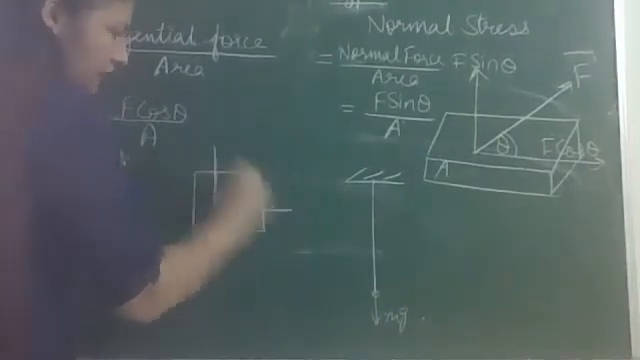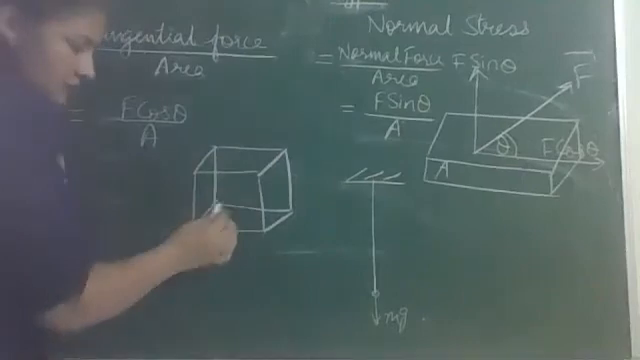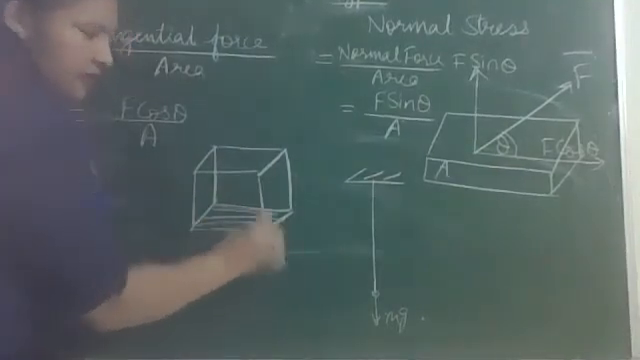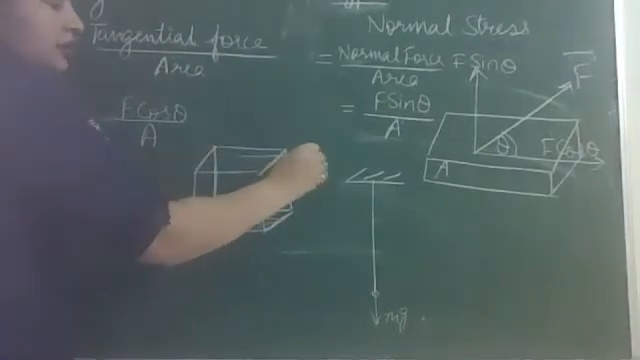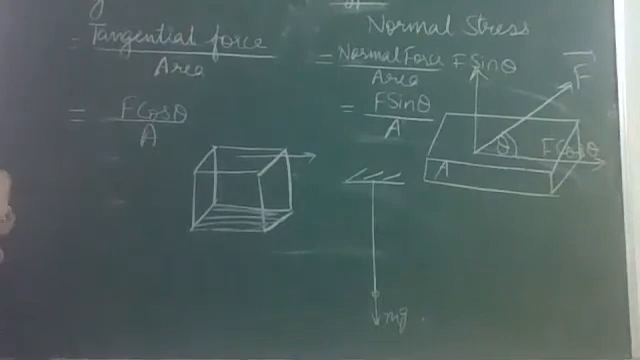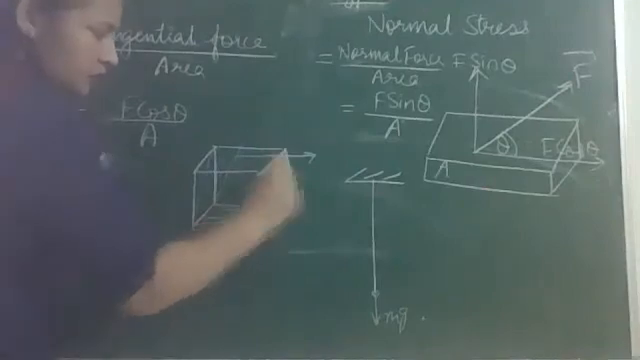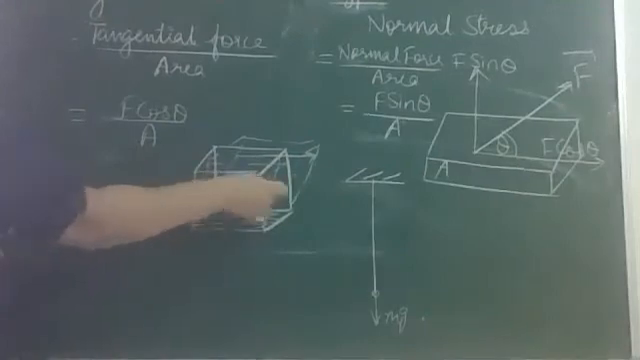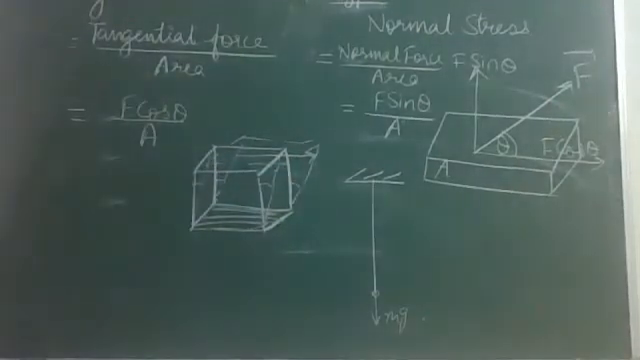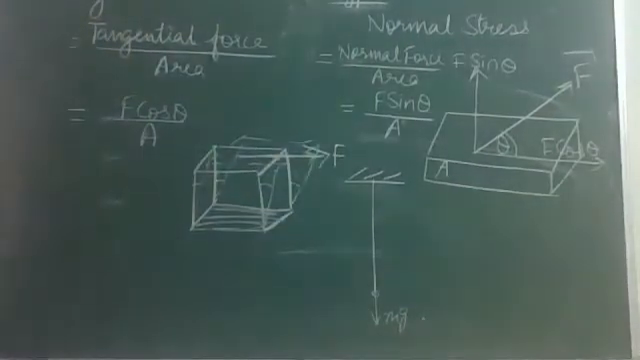Suppose you have a skeleton cube, only walls are there, and the base is fixed to the table. If you pull only its upper face tangentially, it will get tilted through an angle. And this force that is acting, that is tangential force. In this case, the force acting was tangential force.